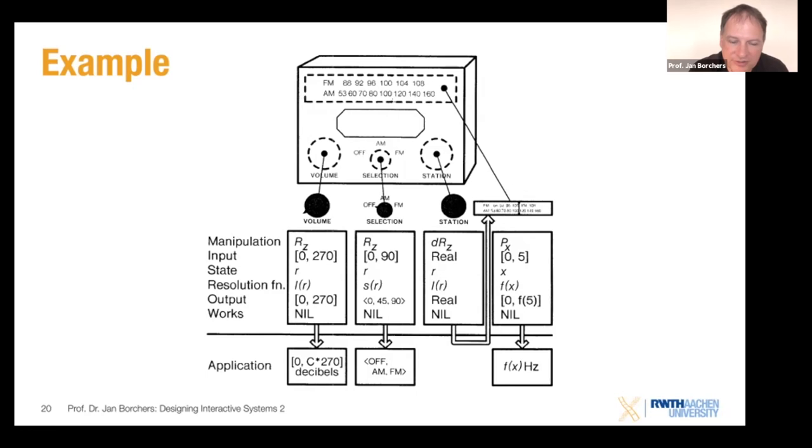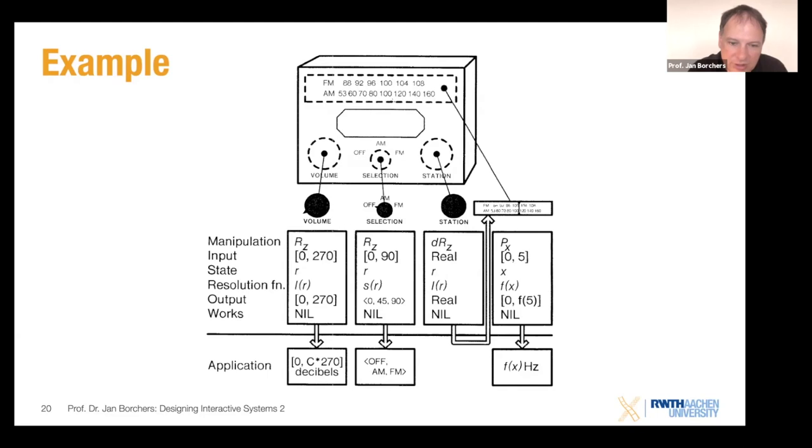Now, that is what the physical volume button does. However, once the volume button has communicated its physical output, in this case, this position, the electronics in the radio translate this, and this is why it's called the application of that input device, to a volume between 0 and some constant times 270 decibels. Right? And you could pick that constant so that something useful comes out of it.